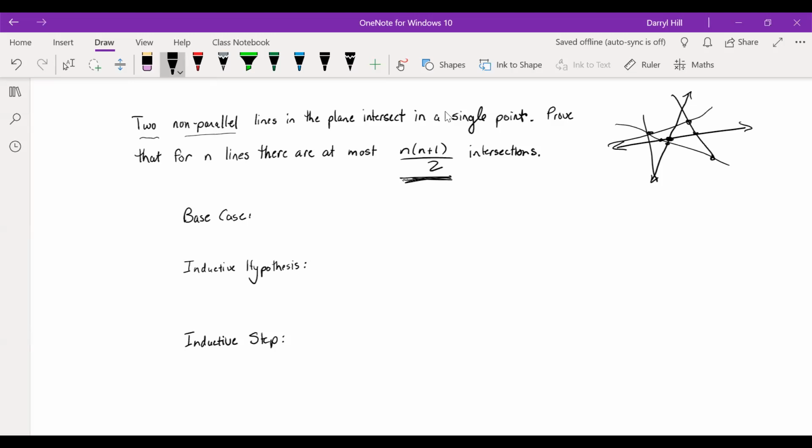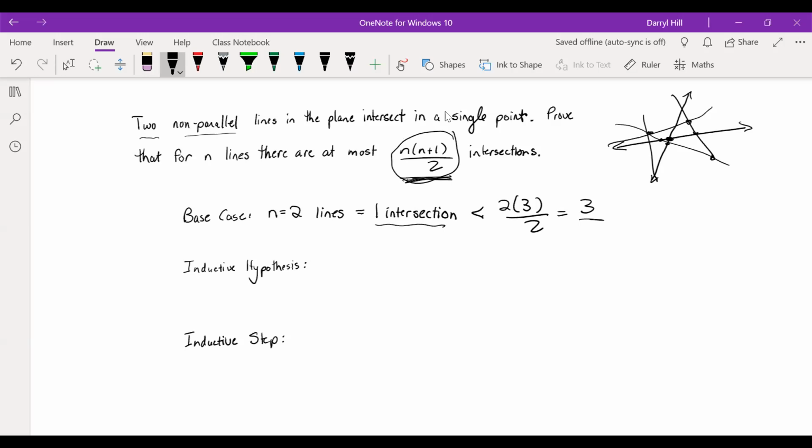So our base case, we would say for n equal to 2 lines. That has one intersection, and that is less than n times n plus 1 over 2, so n is equal to 2, so that's 2 times 3 over 2. So we're using this formula here. And this is equal to 3. So yes, one intersection is less than 3, so it holds for the base case.